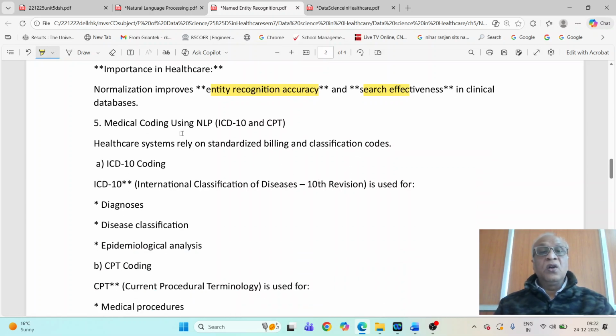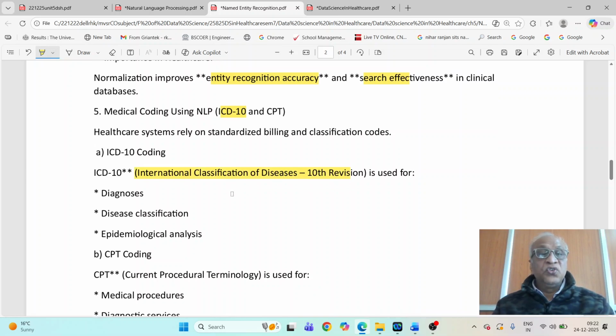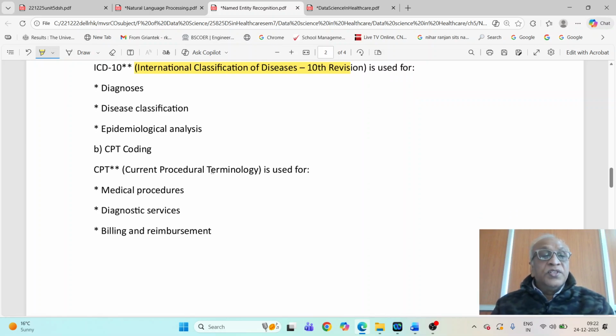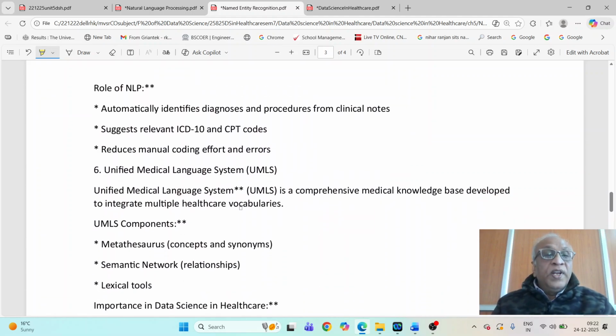Coming to medical coding using NLP, you have ICD-10 and CPT. ICD-10 is International Classification of Diseases, 10th revision. It is used for diagnosis, disease classification, epidemiological analysis. CPT coding is Current Procedural Terminology. It is used for medical procedures, diagnostic services, billing and reimbursement. Role of NLP: it automatically identifies diagnosis and procedures from clinical notes, suggests relevant ICD-10 and CPT codes, reduces manual coding efforts.